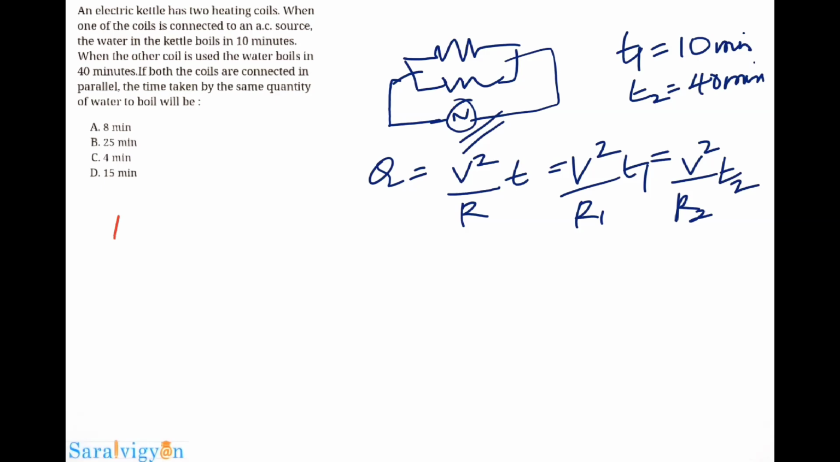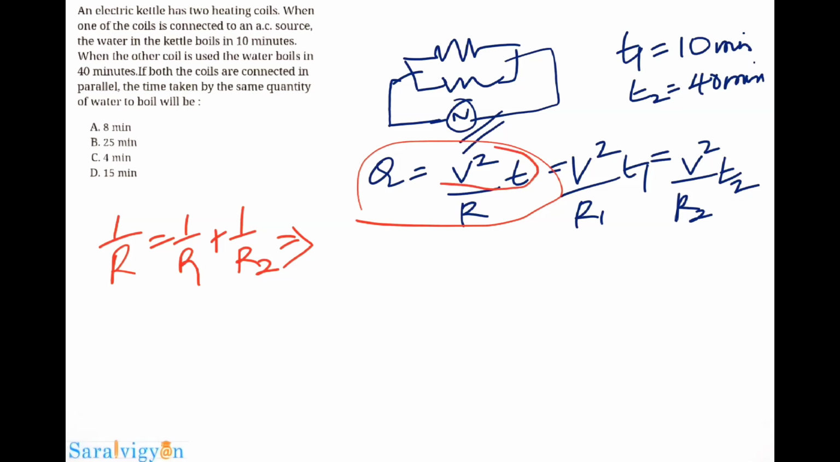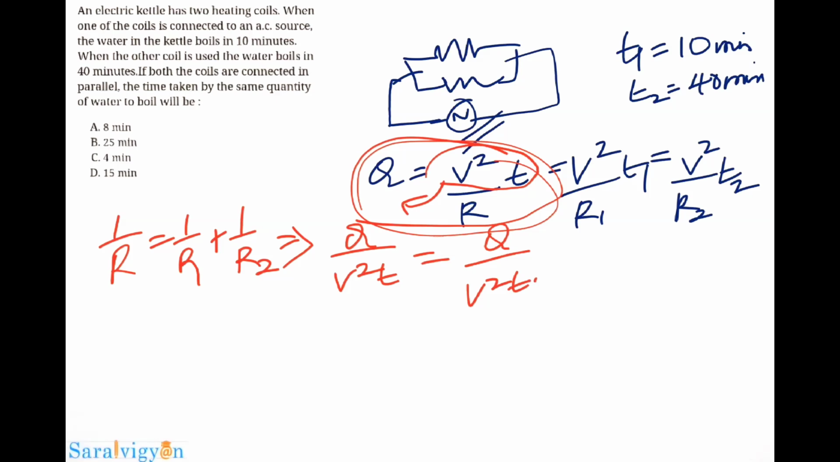And we know in the case of a parallel connection, 1 by R is equal to 1 by R1 plus 1 by R2. We can rewrite it in terms of this: from Q equals V square by R into T, we get 1 by R equal to Q by V square T, so we can rearrange this equation. In the same way for R1 with T1, we have 1 by R1 equal to Q by V square T1, plus Q by V square T2.